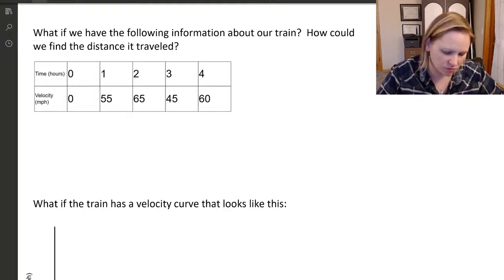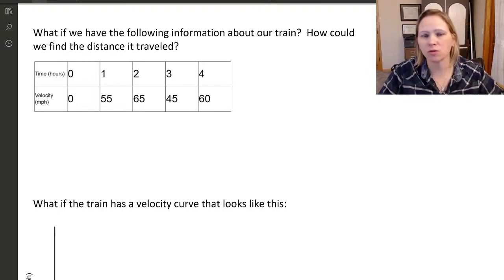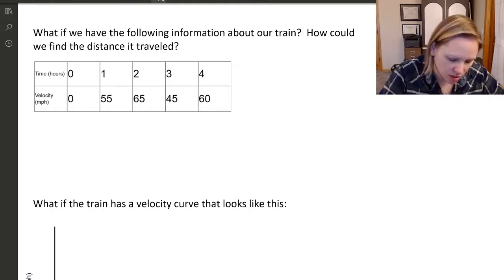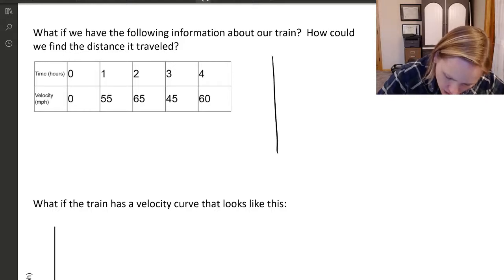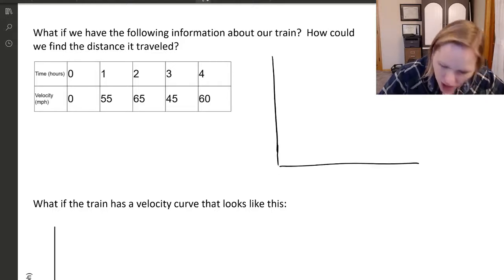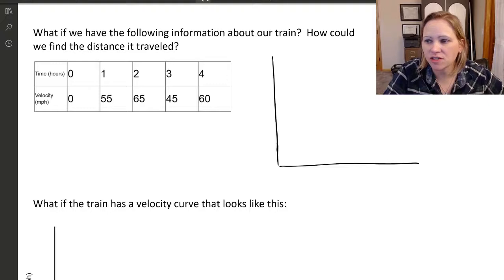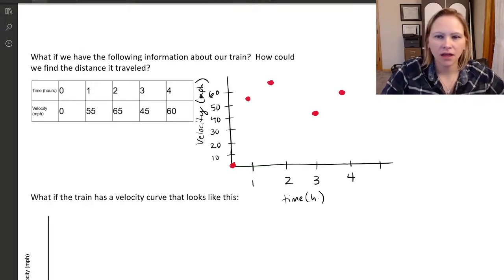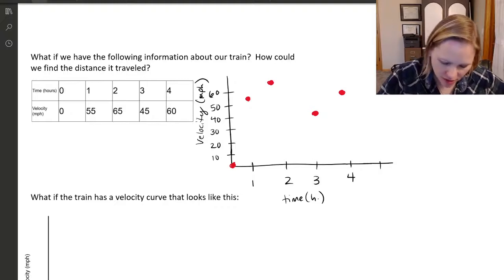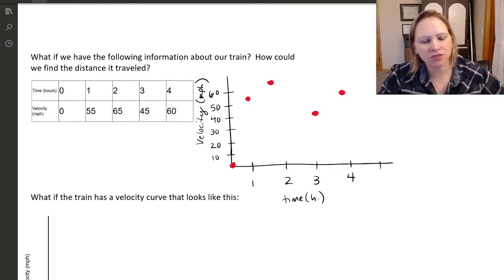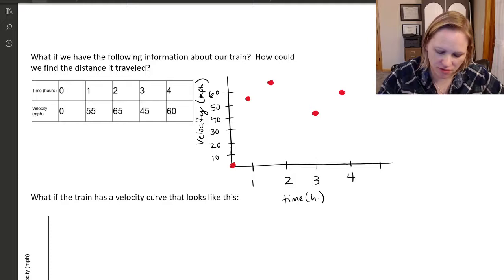Now, what if instead of being given a graph where we have a curve and it's a geometric shape, what if our information is in a table form? It's a list of numbers. Well, we can follow kind of the same idea here by breaking it up into geometric shapes. So the first thing I would do is plot each of these data points. And once we see that we have everything plotted, what we would understand is that this is what we call discrete data. Discrete data is little bits and pieces of data points.